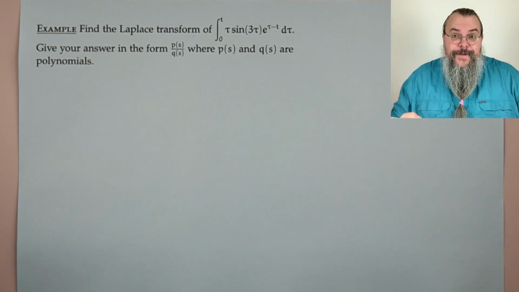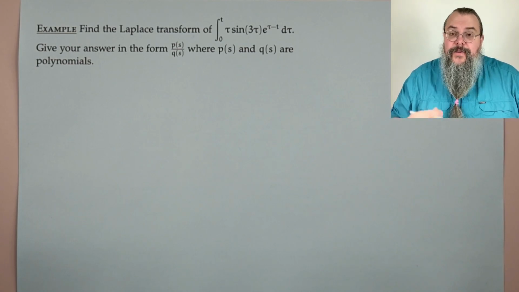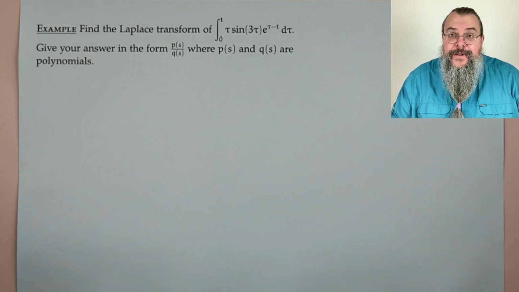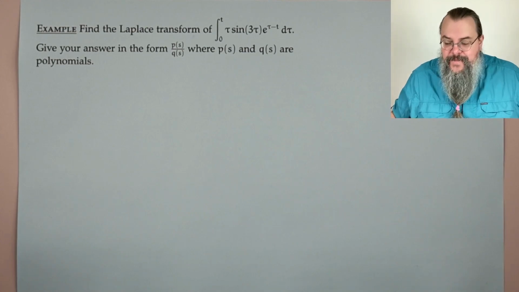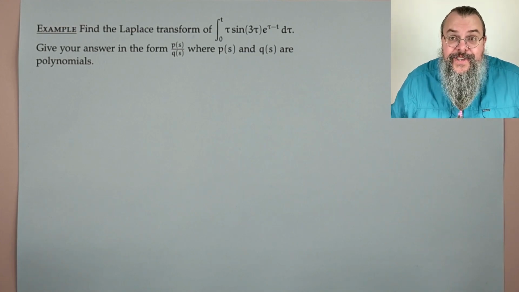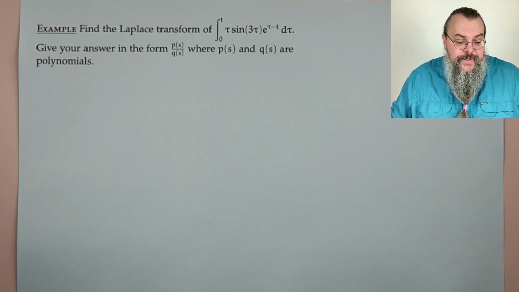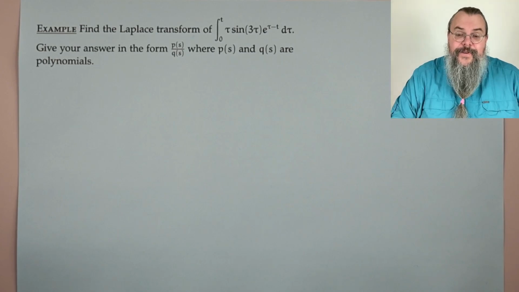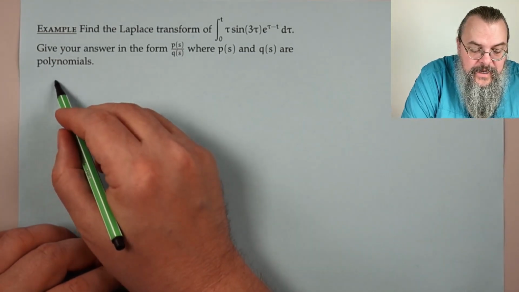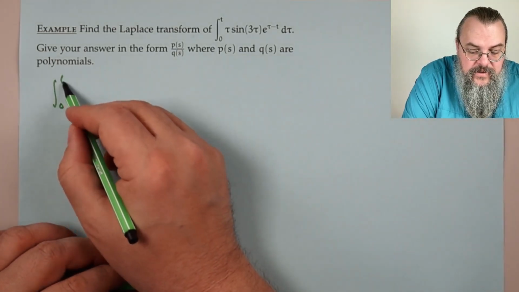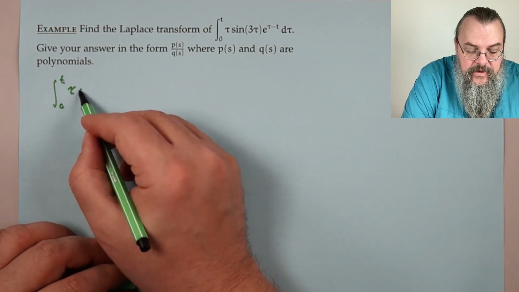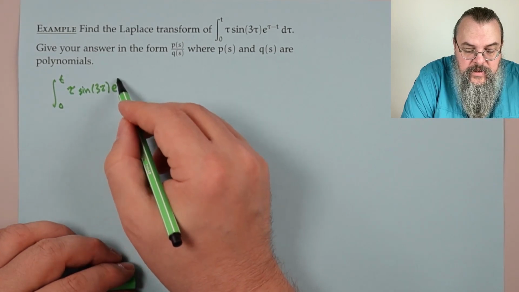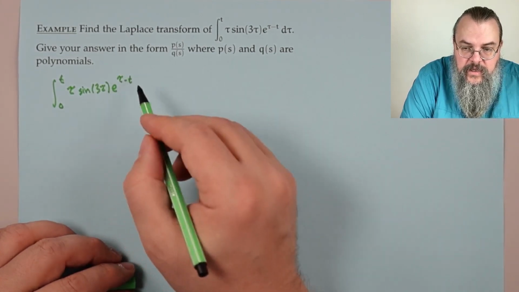So what can we do? Well, what we can do is say, hey, what are some tools? Or maybe put another way, does this look like things we've been looking at? And it looks suspiciously like a convolution. So we say, oh, let's phrase it in terms of a convolution. So we have the integral from 0 to t of tau sine 3 tau e to the tau minus t d tau.